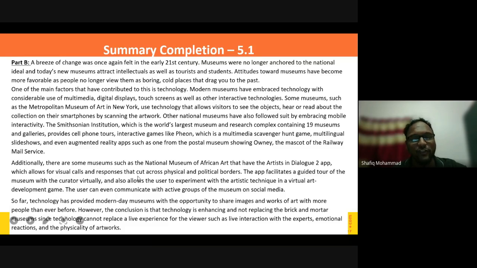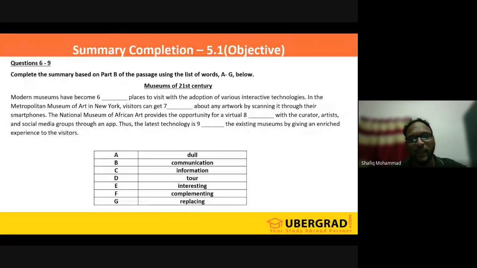I also felt at first that it should be a tour. Virtual tour is right, right? But virtual communication is what it is talking about. They can actually speak to the people over there, with the museum curator and others. What they can do virtually, these calls and other things, come as communication. So the answer should be B, B as in boy. And for the ninth, what have you guys given?